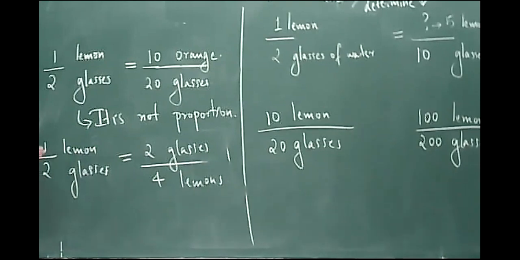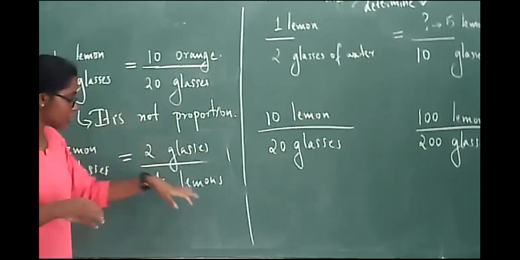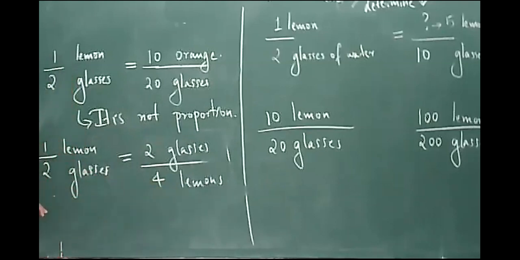Here you have less lemon compared to glass, but here you have more glass compared to the lemons. So here it is going to be much more sour than there. You won't be able to drink this lemon juice. Basically, in whatever proportion you take, the taste should not change. In this case, the taste is going to change, right? So even this is not a proportion.